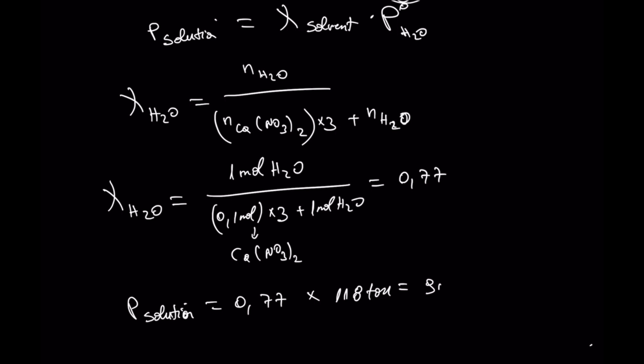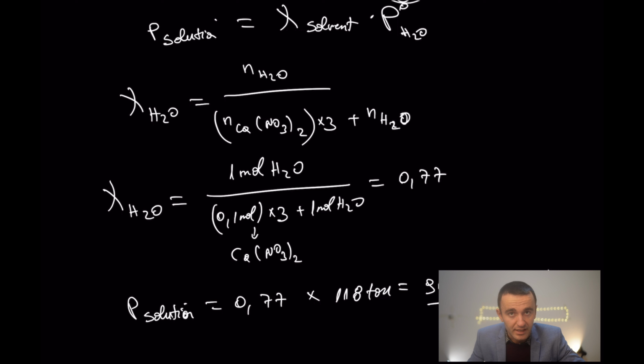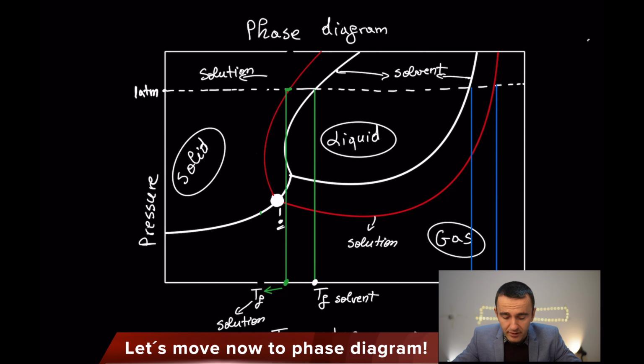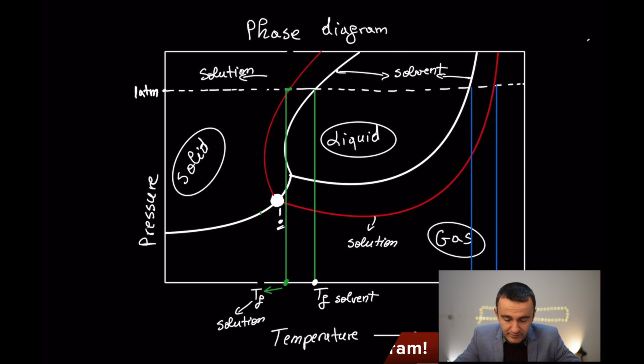So it's going to be 90.77 torr. That is lower than 118 of the pure water, and the vapor pressure lowering is more dramatic in the case of electrolyte solutions. As you can see here, the triple point is shifted to the left. So this one here was here, it's going to be here in the solution.